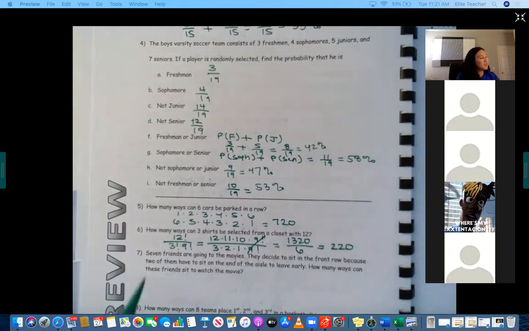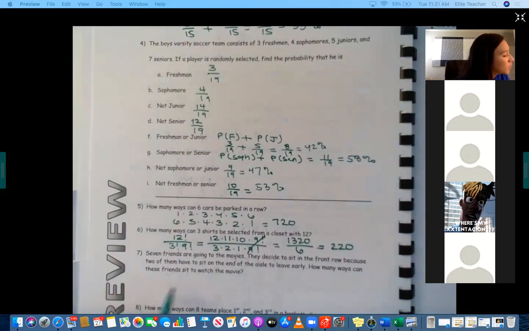Okay. 7 friends are going to the movies. They decide to sit in the front row because 2 of them have to sit on the end of the aisle to leave early. How many ways can these friends sit to watch the movie? Watch it be like in the hundreds. So does the order matter? No. It does, because 2 of them have to sit on the end. Oh, right. I know it's tricky.